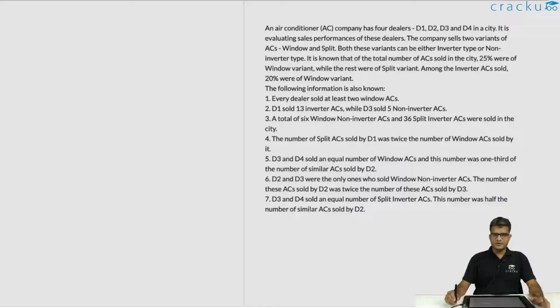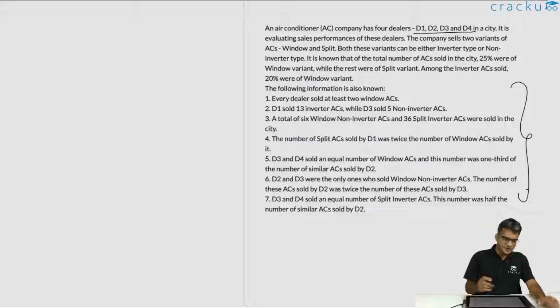In this question, we are told that there is an air conditioner company which has 4 dealers D1, D2, D3 and D4. Each one of them sell ACs which are of two types, window and split, and each of these is also of two different types, inverter and non-inverter. We have been given some clues. Based on this, we have to figure out how many window inverter, window non-inverter, split inverter and split non-inverter did each of the 4 dealers sell.